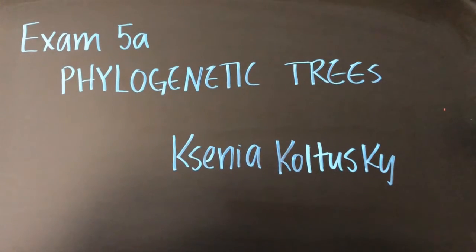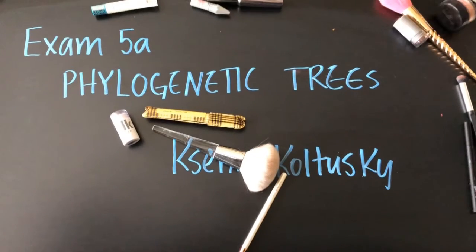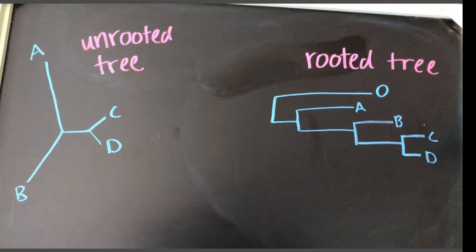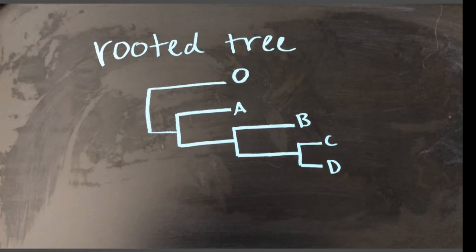For my phylogenetic tree, I'm going to use makeup. My different makeup items are what we call operational taxonomic units, OTUs, and I'm grouping them based on their phenotype. We're using rooted trees rather than unrooted trees because the rooted tree gives you a better idea of the chronological order of evolution. More closely related species have a more recent common ancestor.